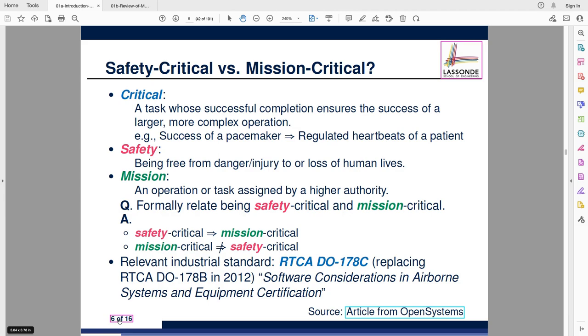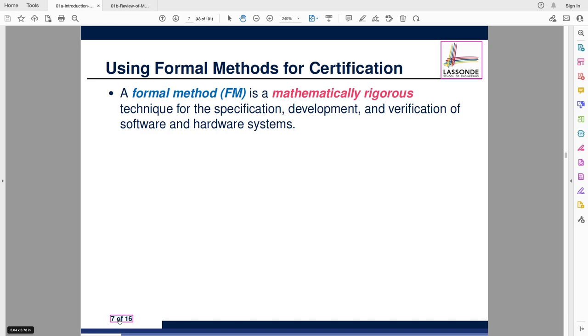Let's go over a few more slides, about 10 minutes, and then we'll take a little break, okay?